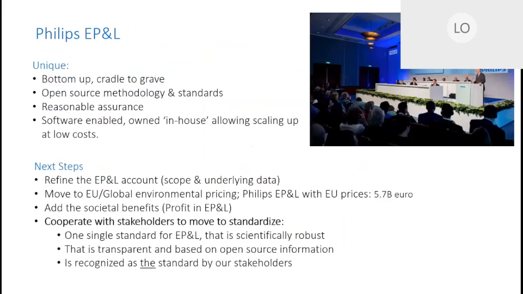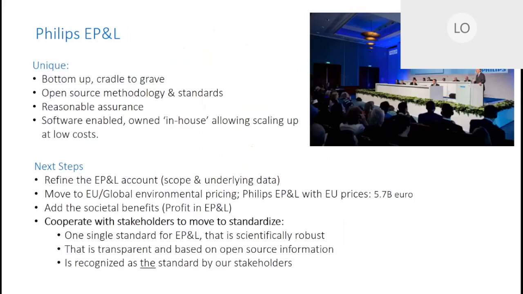By the way, on the right side, you can see our CEO, Frans van Houten, at a shareholder meeting. And the funny thing is, when the 2017 annual report was published, we actually had to limit the number of questions about the EP&L. There were so many shareholders and stakeholders who wanted to ask questions about it. They were so interested in what we have been doing there. So we're going to refine the EP&L account. There's also a way to refine things, so we're going to do that. Also the underlying data, we're going to fine-tune everything. We want to move to EU or global environmental pricing. So for example, if we use EU prices, it would be 5.7 billion euro.